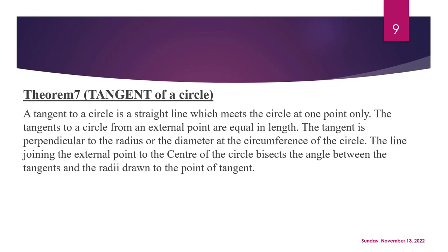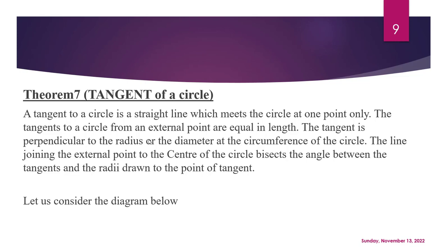So we have 3 properties. The first one says that the tangents to a circle from an external point are equal in length. The next says that the tangent is perpendicular to the radius or the diameter of the circle. And we have the line joining the external point to the center of the circle bisecting the angle between the tangents and the radii drawn to the point of tangent. So these are some few properties of tangent.